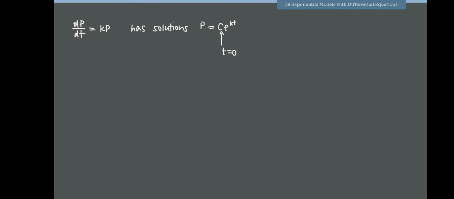Again, sometimes you'll see this written as dy/dt = ky, and then your general solution would be y = Ce^(kt). So you just want to understand this relationship. You want to understand that this equation is the general solution to this differential equation, and in order to find a particular solution, we need some kind of initial condition, or we need to know the population at a certain time in order to solve for that value of C.